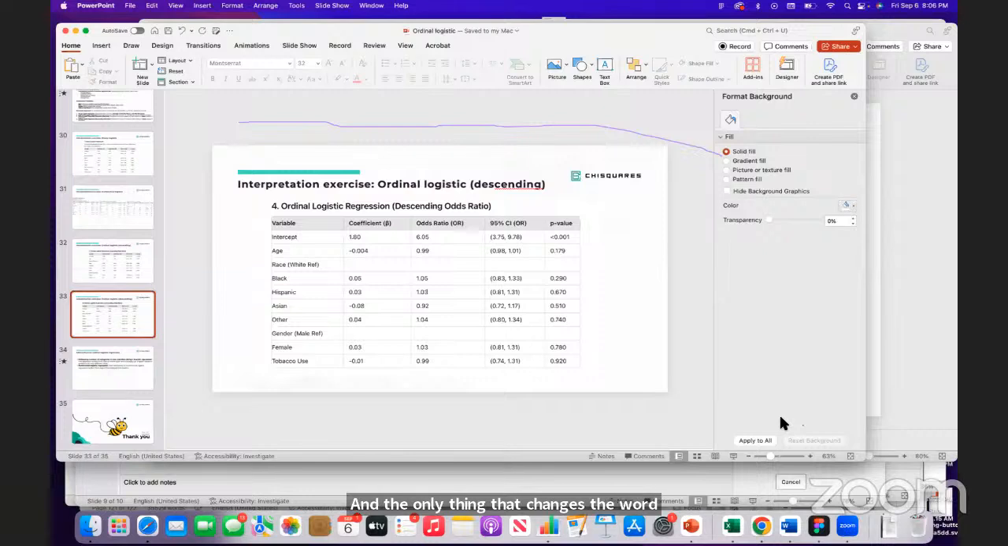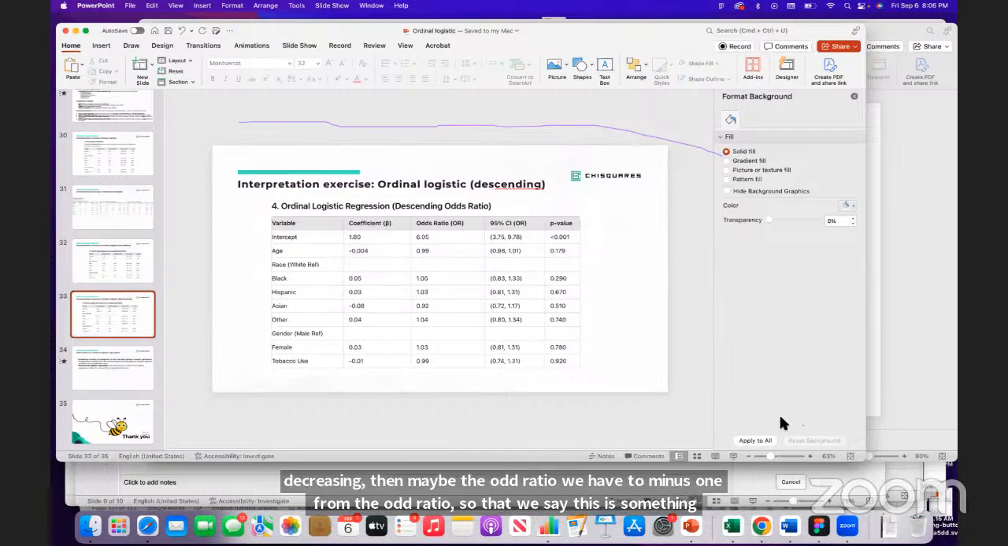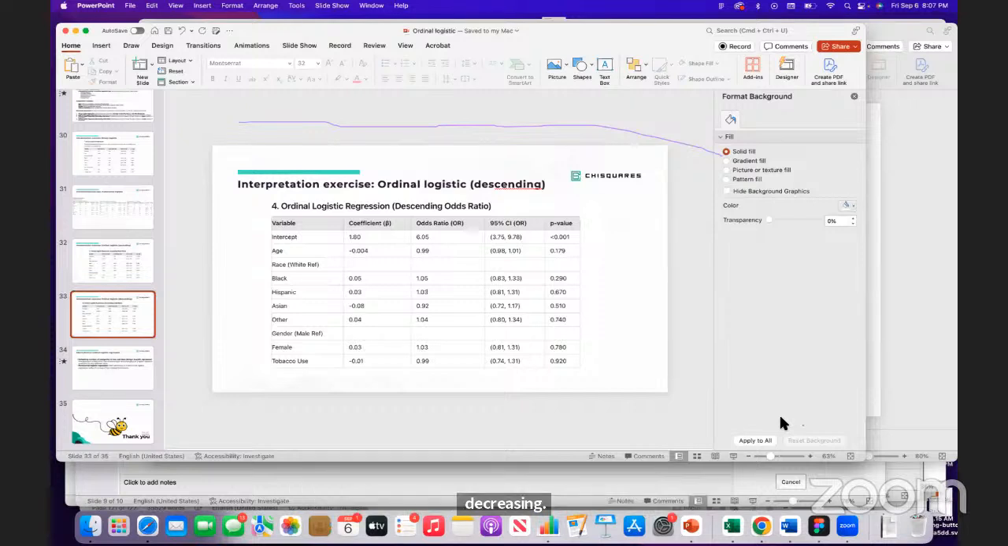So in my thinking, if something is decreasing, then maybe for the odds ratio we have to minus 1 from the odds ratio so that we say this is something decreasing. But in this situation, it wasn't the same. We were just translating the same, and we only changed the word increasing and decreasing. And to me, it really didn't make sense. Thank you so much.